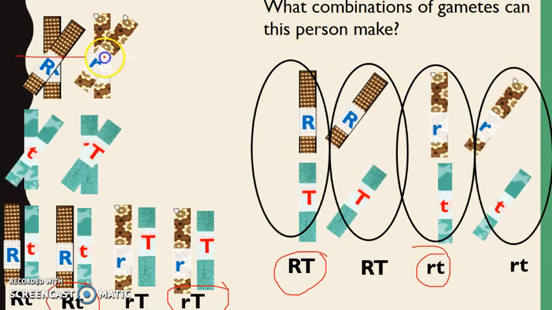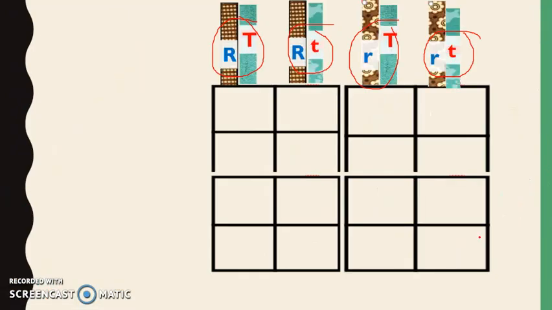Because the R and T alleles are on separate chromosomes, that gives us different combinations possible. If they were linked and on the same chromosome, they would go together into the gametes. Okay, so this is how you connect Mendel's law of segregation and independent assortment to a dihybrid cross.